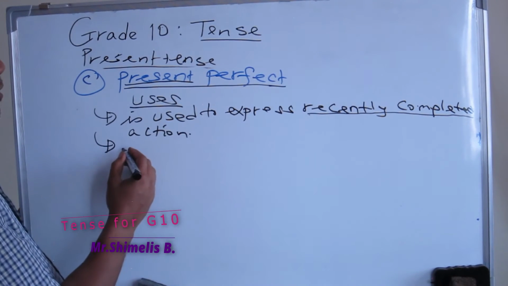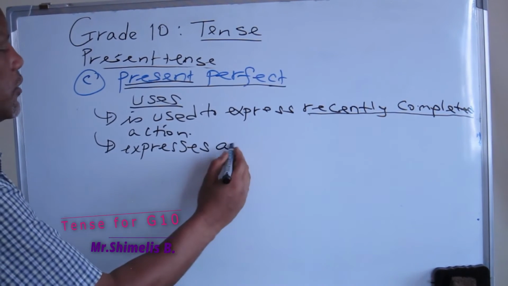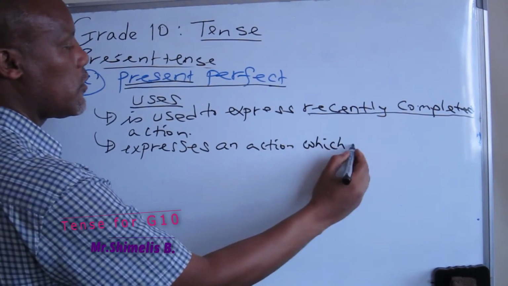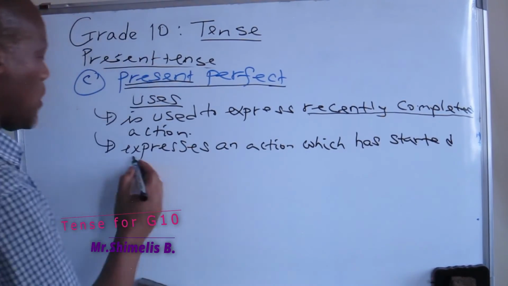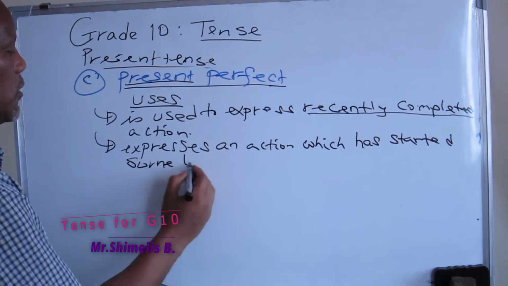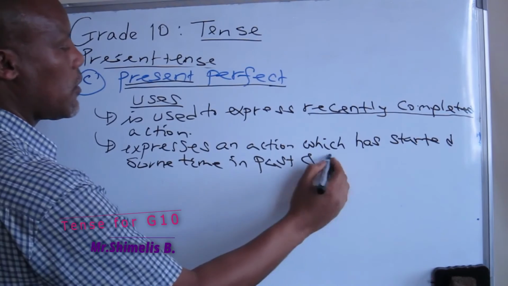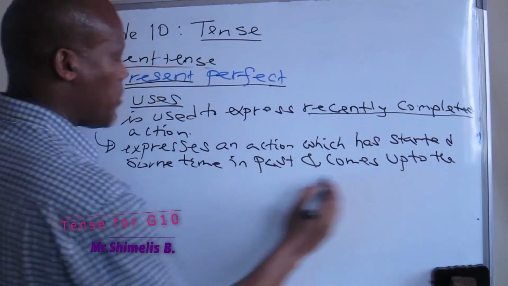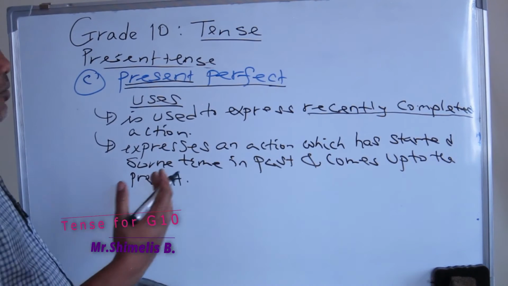Okay, a present perfect tense expresses an action which has started sometime in the past and comes up to the present. Okay, up to the present. So it is in the past as well as in the present.